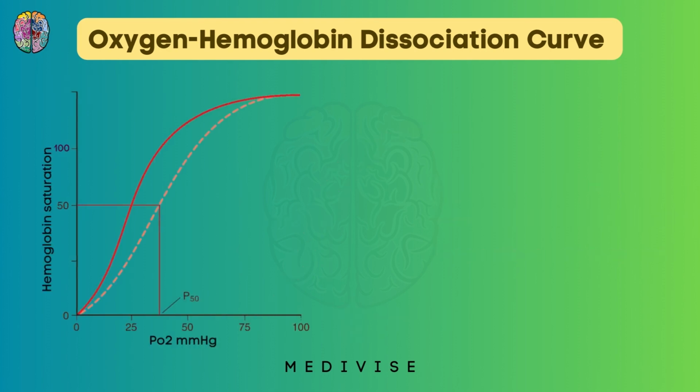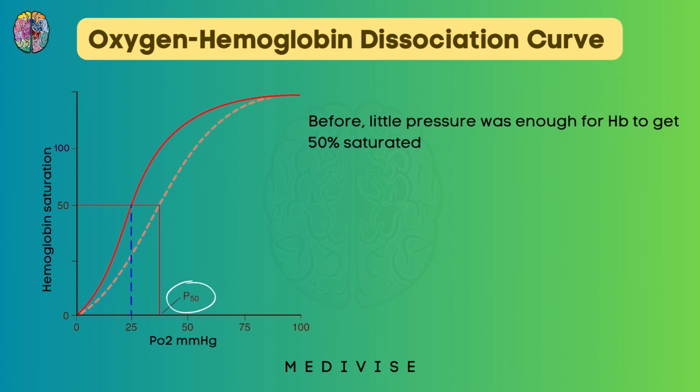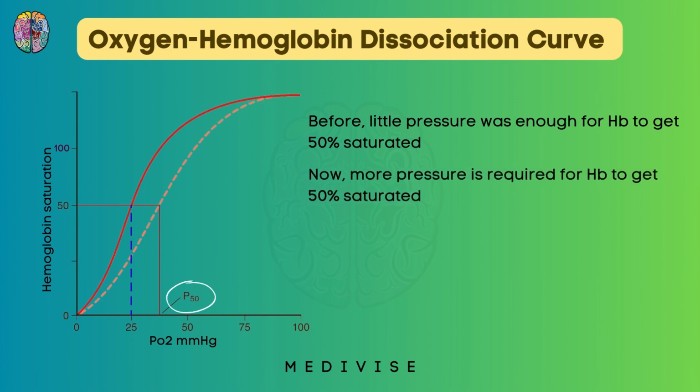So let's see why the right shift happens. Let's go step by step and look at P50. P50 here will serve as a reference. Let us draw a perpendicular line on the P50 point for the normal OHDC. Now let us compare the partial pressure of oxygen in both of these cases. What do we see here? We see that before, little pressure was enough for hemoglobin to get 50% saturated, meaning when the partial pressure of 25 was given, 50% of the hemoglobin got saturated. But now, more pressure is required for hemoglobin to get 50% saturated.